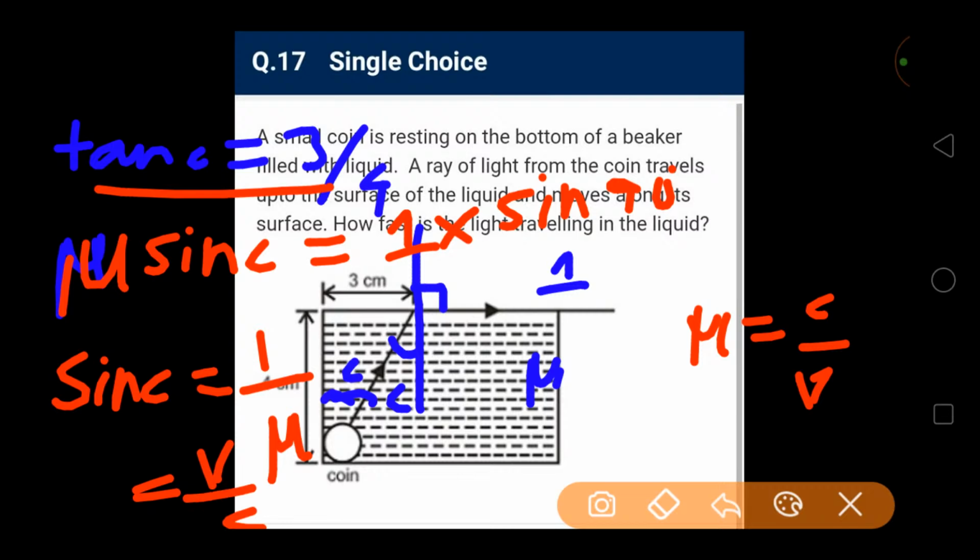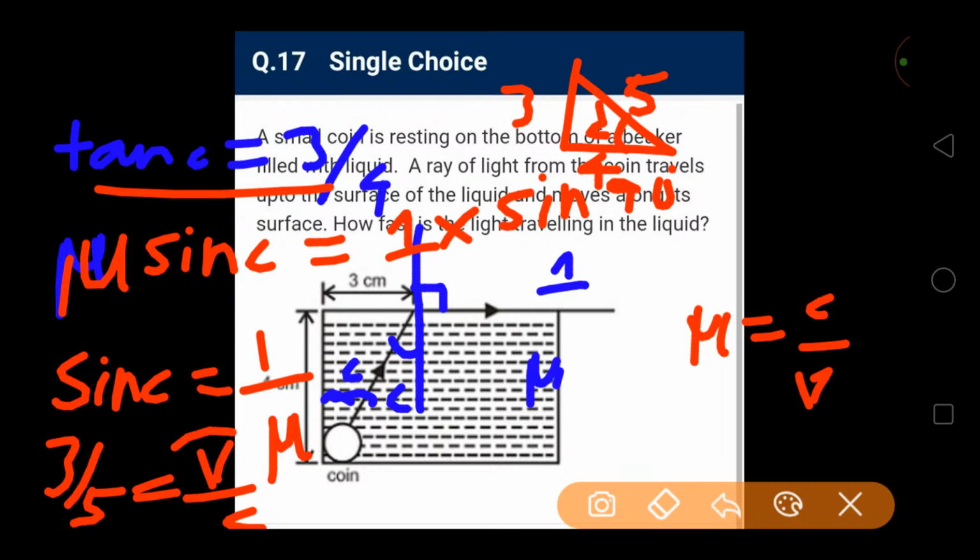You know that tan C is 3 by 4. 3, 4, so the Pythagorean triplet here should be 5. So sin C would be 3 by 5. So we need to find V.